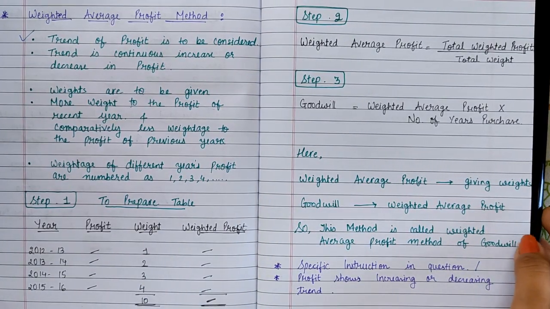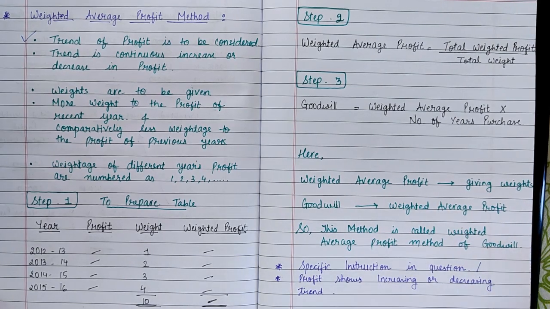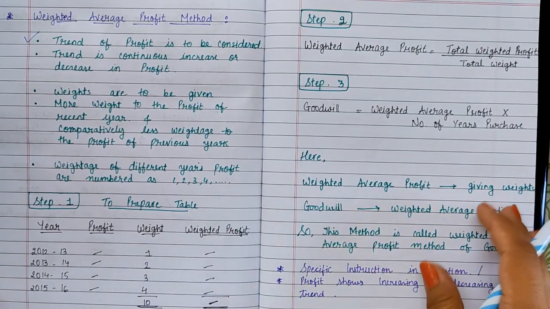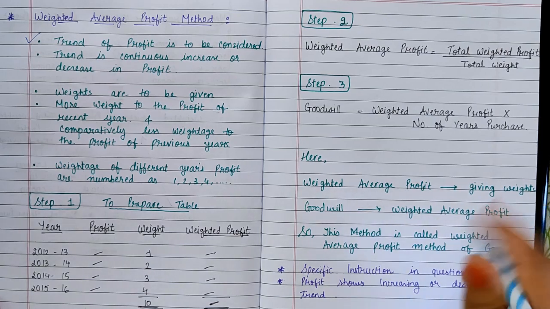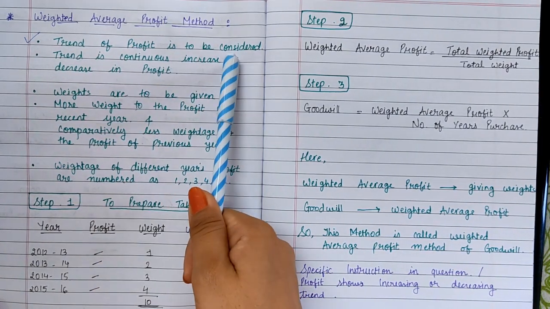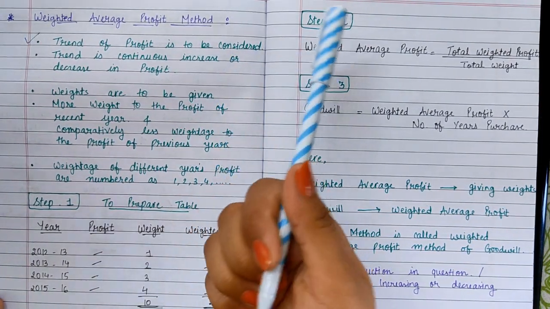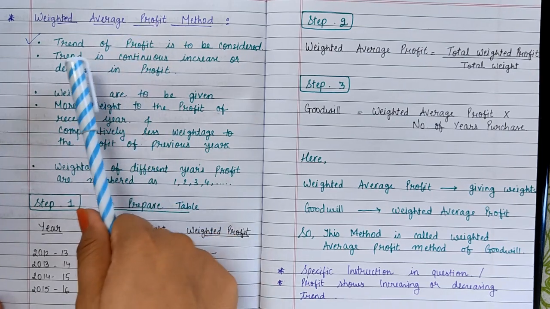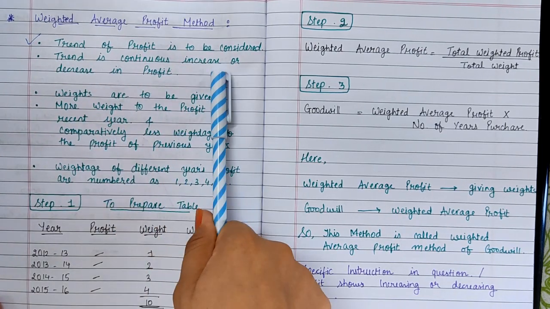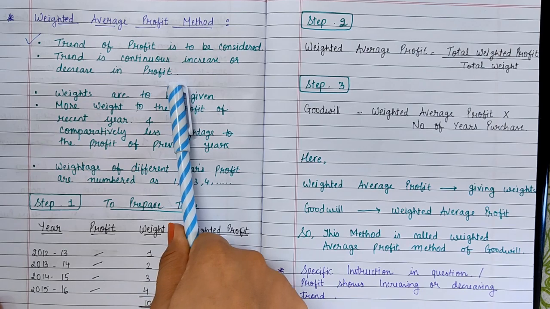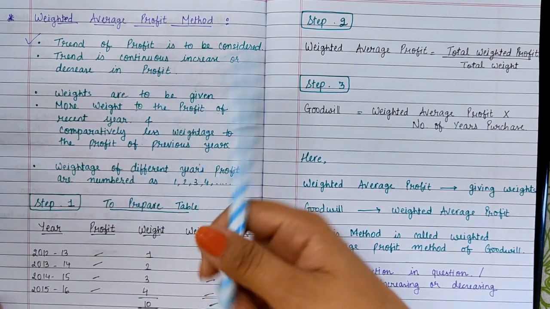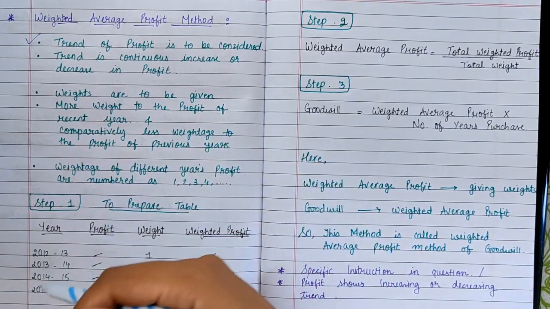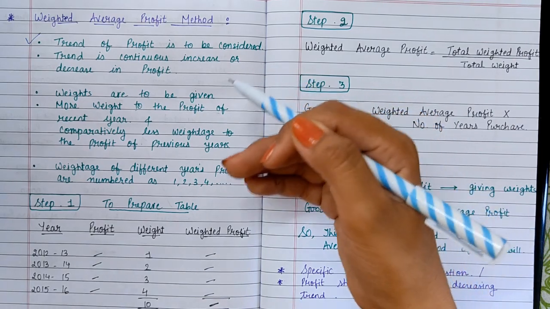Let us revise all theory and practical part of this method. Weighted average profit method: trend of profit is to be considered. Yes, we are considering trend in this method. Trend is continuous increase or decrease in profit, that I have explained to you. Profit will be continuously in increasing manner or decreasing.